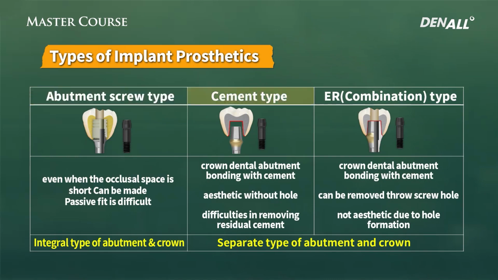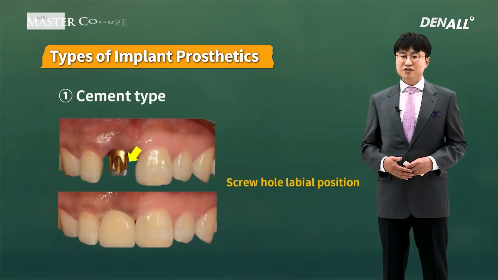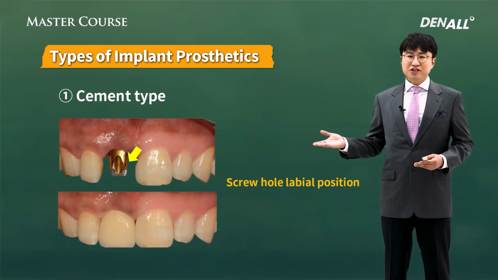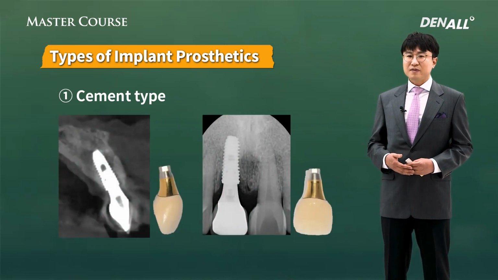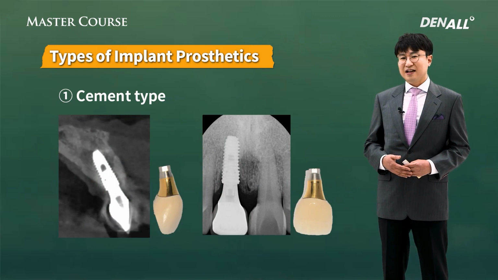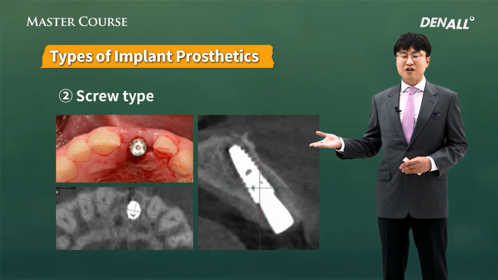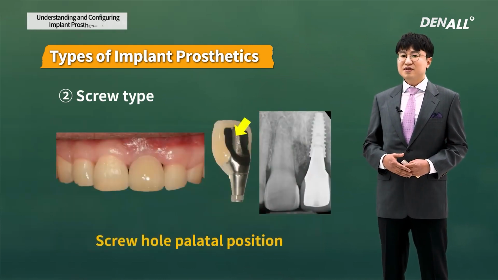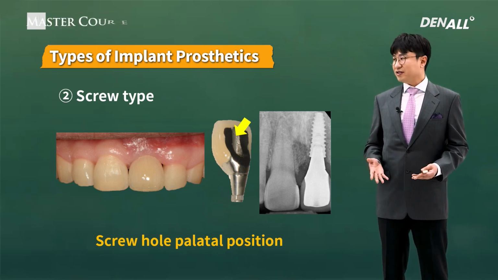For prosthetics, you have the screw type, cement type, and ER type. For all three types, you have to choose the right one depending on the case. You cannot use just one type of prosthetic for all cases. On the anterior side, if the screw hole is in the labial position, it looks not aesthetic, so the cement type is inevitably your choice. On the palatal side, the screw hole position is not related to aesthetics, so you could create prosthetics in screw type, and it's easy to remove. If you need to repair, it's very easy to do.